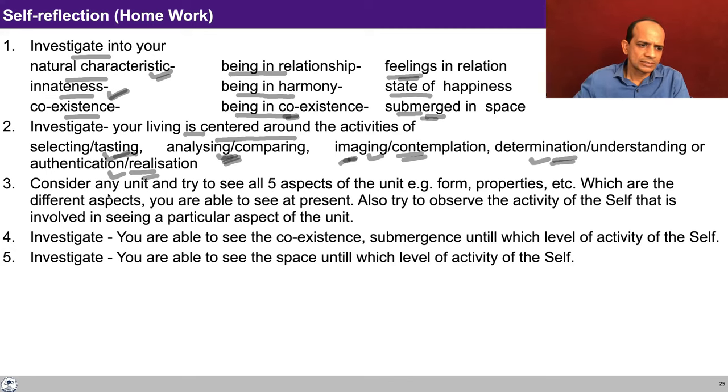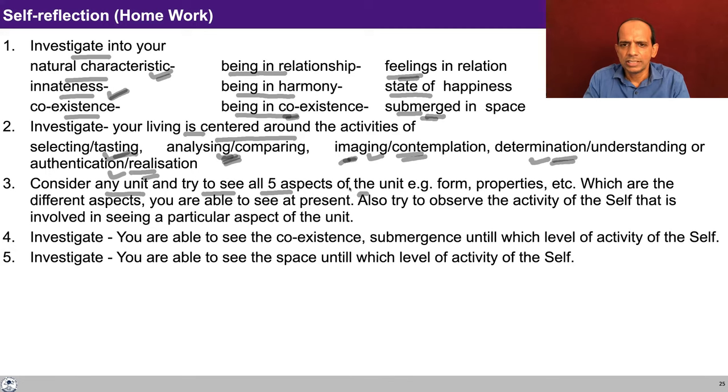Thirdly, consider any unit and try to see all the five aspects of the unit, let's say form, property, etc. For example, you have a pen, isn't it? Now, this pen is a unit of physical order. It has a form, is it not? So it has a shape, size. It has property also. When you use the ball pen on paper, it writes.